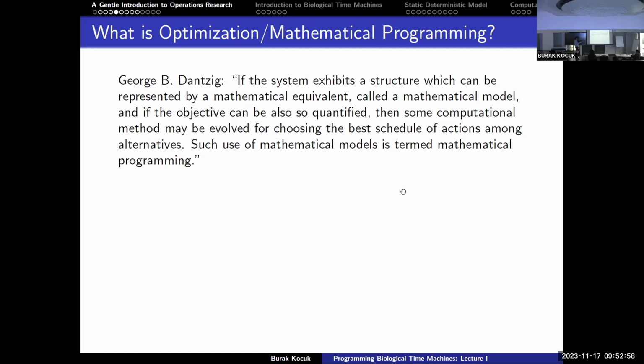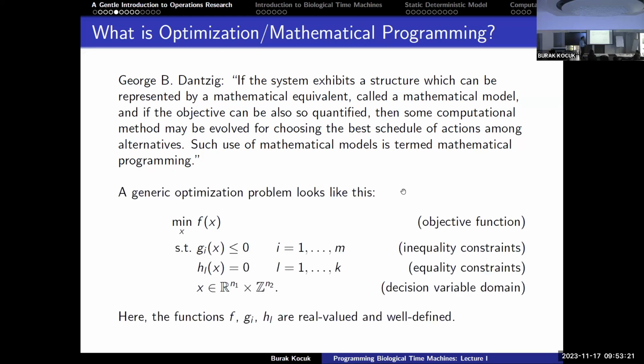Then if you can do all these things, he calls that mathematical programming. So there's a relation with computer programming, because he was thinking that, well, if you create an algorithm like this, you have to program it. So that's why it's related to programming. But it's not actually computer programming.